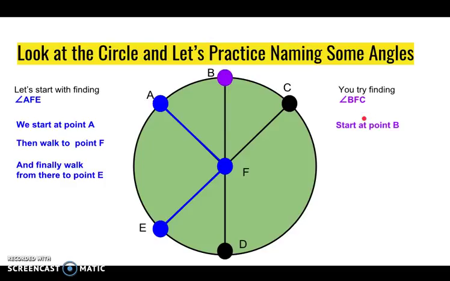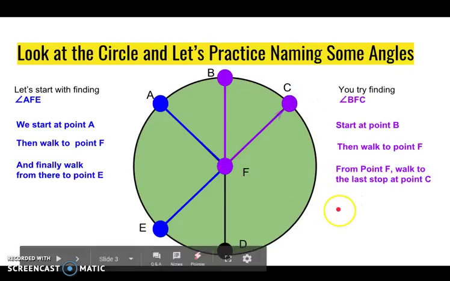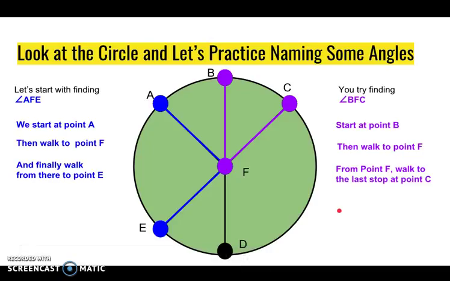Okay, so we're going to start at point B, then we're going to walk to F, and then from F, we're going to walk back to C, all right? If you ever have trouble with the naming of angles, come back to the slide.